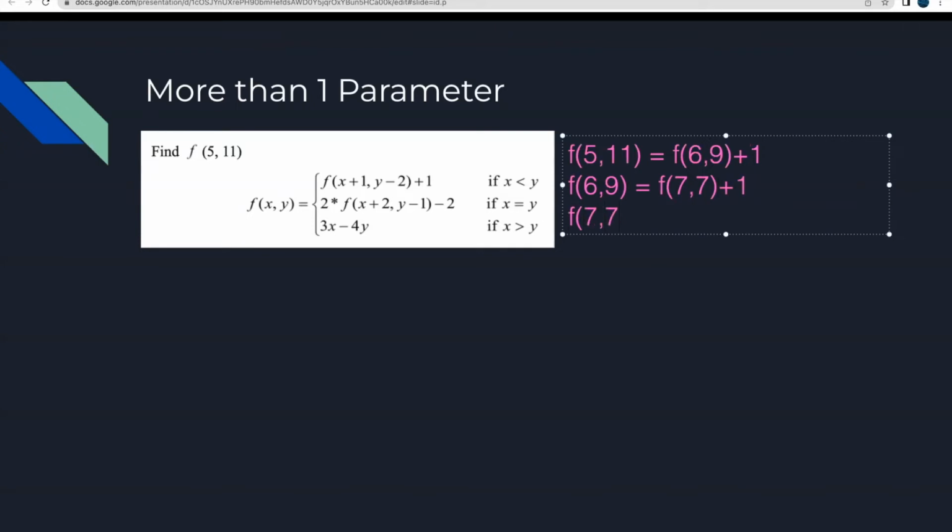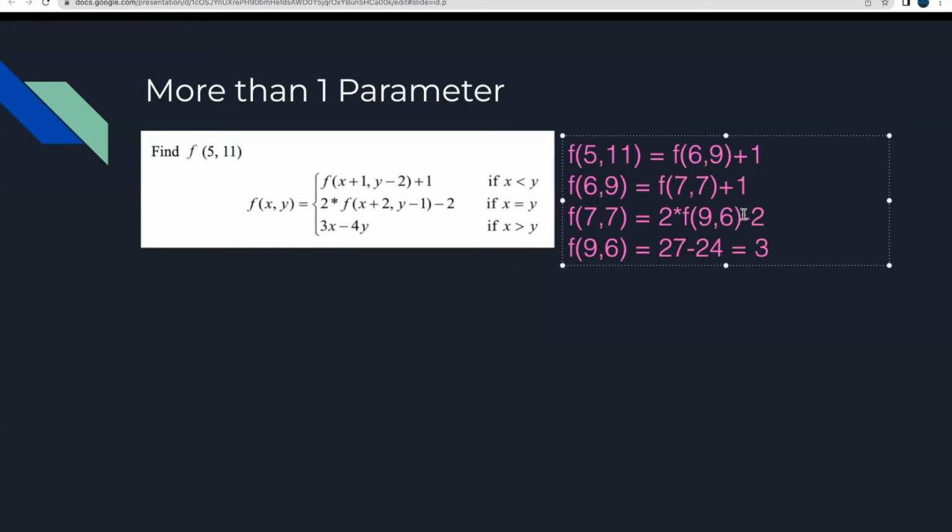Now you notice that x is equal to y, so we're going to go to this second one here, and we're going to do 2 times f of 9, 6 minus 2. Now x becomes greater than y, so we're going to use this last one here. So 3 times x, 27, and then minus 4 times y, 24.